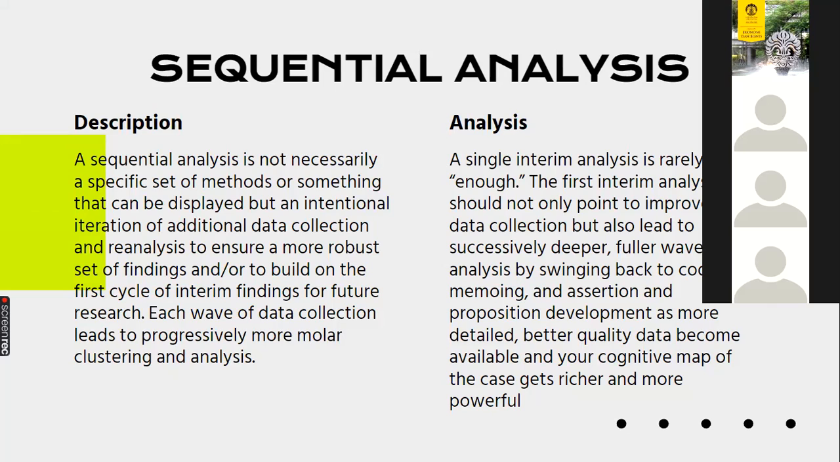The second one is sequential analysis. Sequential analysis is not necessarily a specific set of methods or something that can be displayed, but an intentional iteration of additional data collection and reanalysis to ensure a more robust set of findings, and/or to build on the full cycle of interim findings for future research. Each wave of data collection leads to progressively more clustering and analysis. A single interim analysis is rarely enough. The first interim analysis should not only point to improved data collection, but also lead to successively deeper, fuller waves of analysis by swimming back to coding, memoing, and assertion and proposition development as more detailed, better quality data become available, and your cognitive map of the case gets richer and more powerful. Next slide.